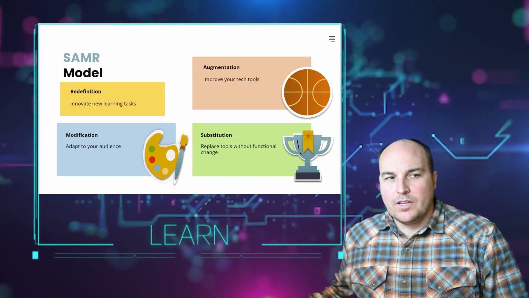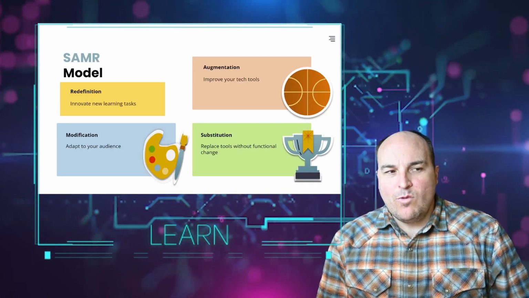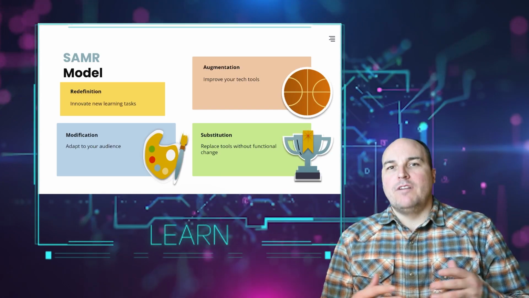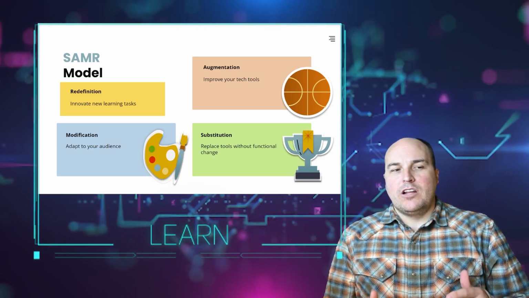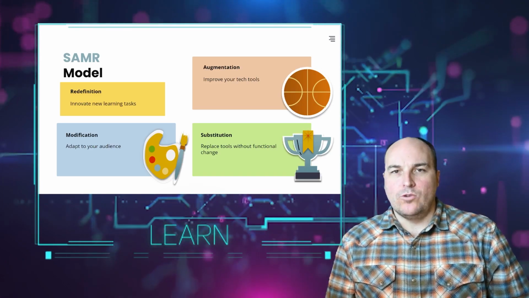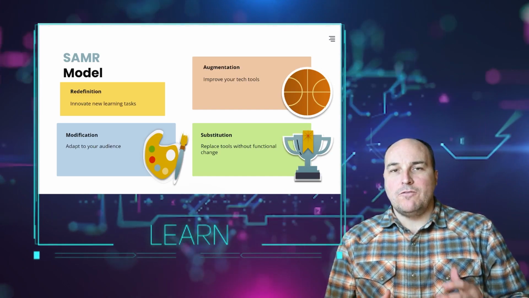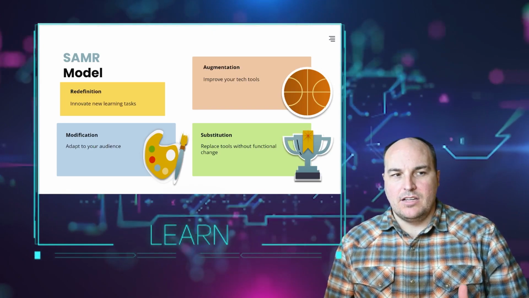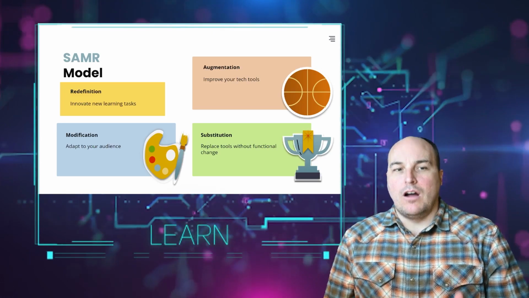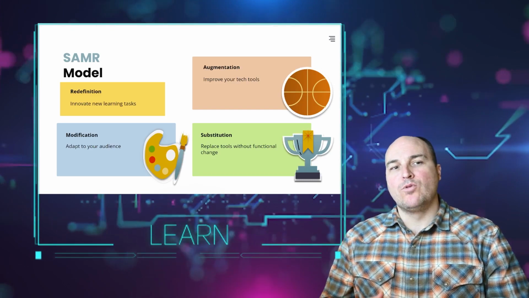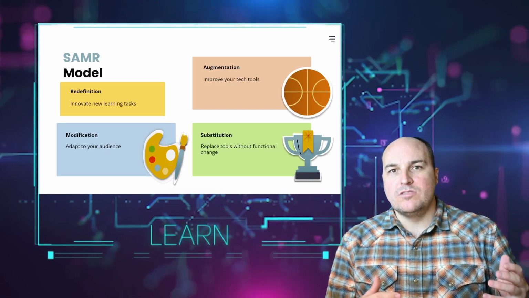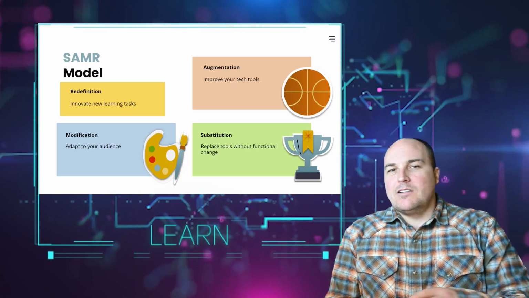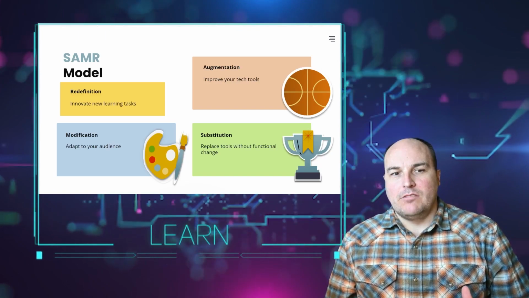The SAM-R model. In summary, we can look at the SAM-R model as redefining what we already have developed in the past. So let's say our learning outcome is to teach people the Google Workspace. Well, how can we innovate our curriculum to develop new learning tasks, modify it to fit our audience, and augment it by improving the tech tools that are used to deliver it? And then finally, substituting where we need to, which doesn't require much change in our functionality.